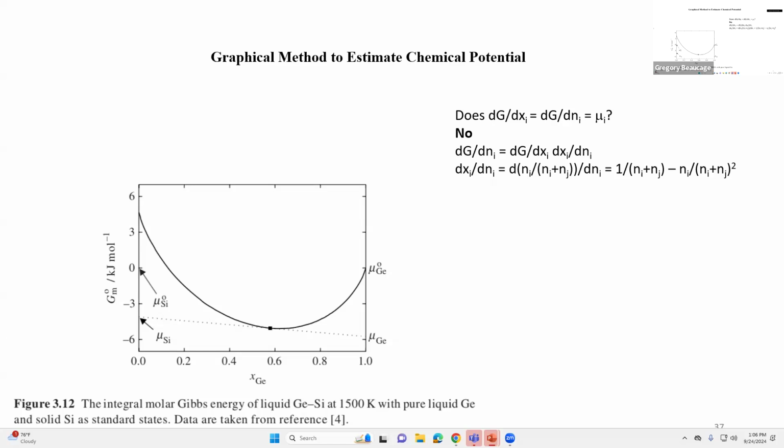The next thing is, you'll see every time someone plots free energy against mole fraction, they say the slope is the chemical potential. But that isn't really true. dG/dx doesn't equal dG/dn, because it would be dG/dn times dn/dx, and dx/dn isn't one. dx/dn is this messy thing with all the n's. So this is the graphical determination of the chemical potential, and it's used to decide if two phases are in equilibrium with each other. But basically, it's a lie. It isn't true that this is one.